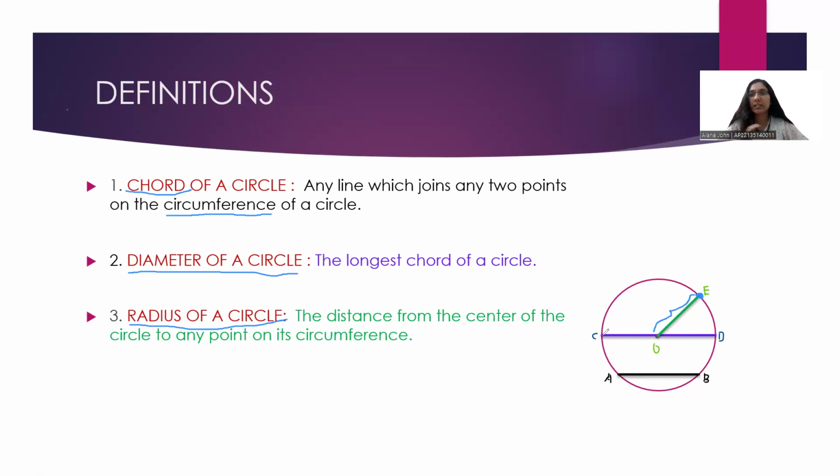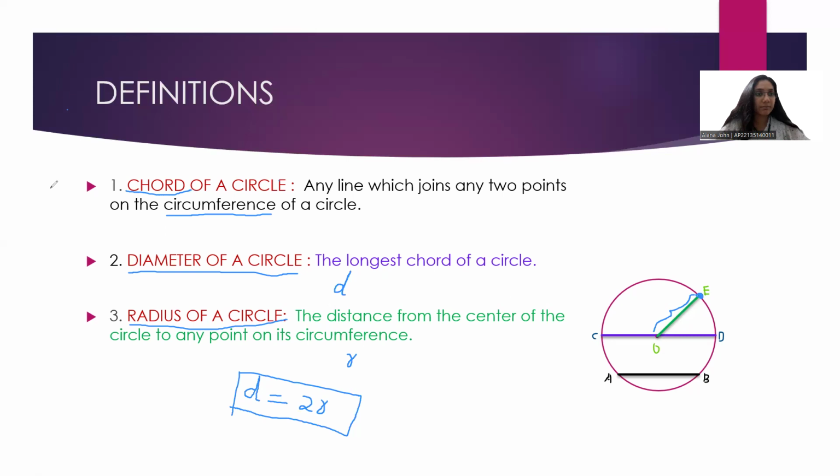So if you're joining the center to any other point on the circle, then we are getting a radius. Now there is a relation between the radius of a circle and the diameter of a circle. If you take the diameter of a circle to be of length small d and the radius to be of length small r, then the diameter equals 2 times the radius. So this is the relation between the diameter and the radius of a circle. Is that clear? The diameter is 2 times the radius.